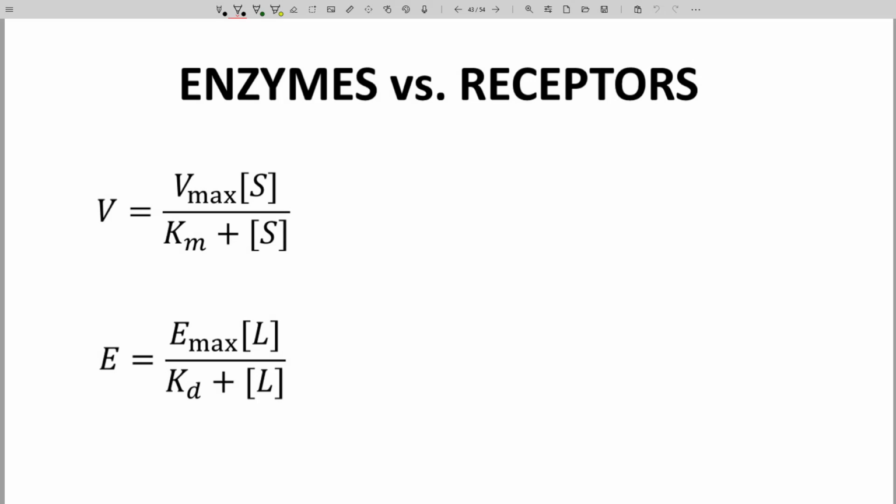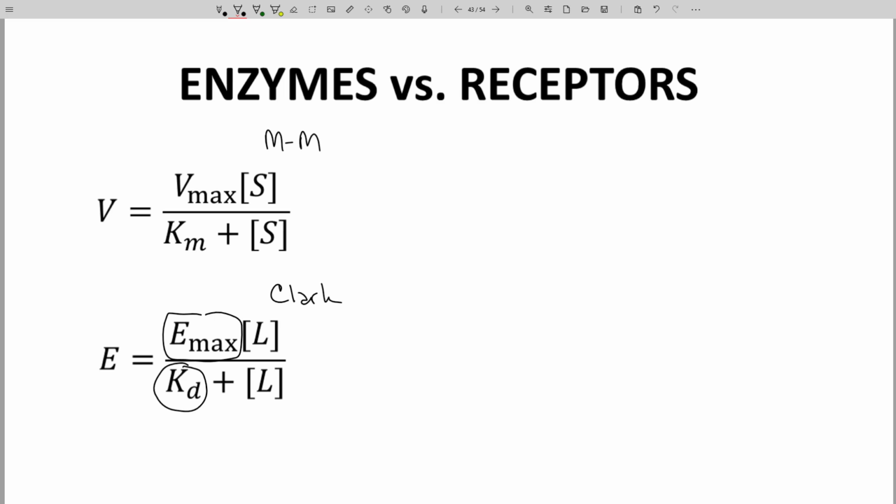On the top left is the Michaelis-Menten equation. On the bottom left is Clark's equation. They are the same, except we switch Kd in place of Km and Emax in place of Vmax. Notice that Clark's equation is set up to accommodate the different agonists.